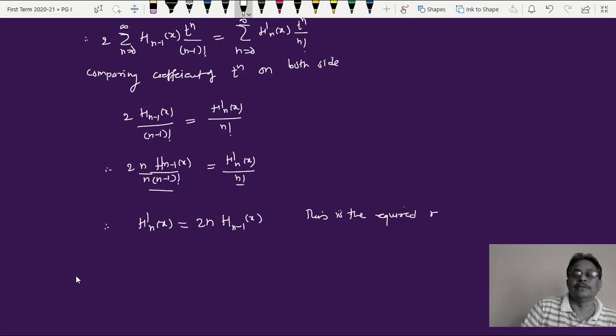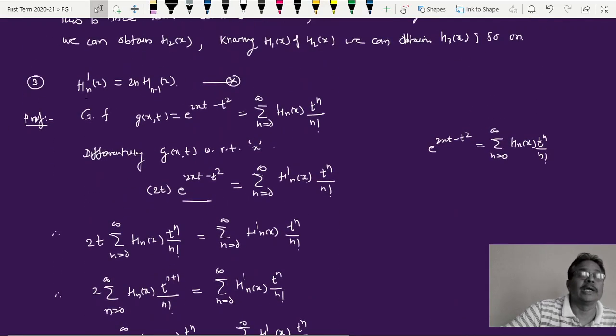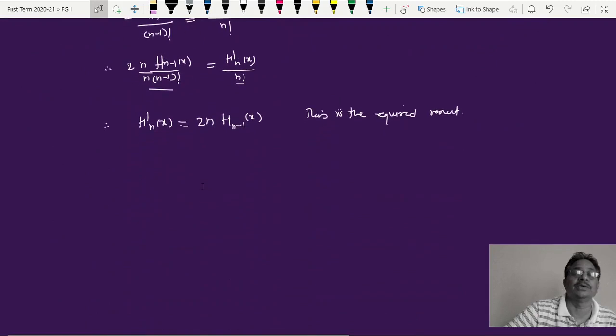Required result. Just check what we have been asked. Okay, we have to prove. See the statement. We have to show that h dash n of x is equal to twice n h n minus 1 of x. So exactly the same thing I got here, as shown by this. So this is the required proof here.